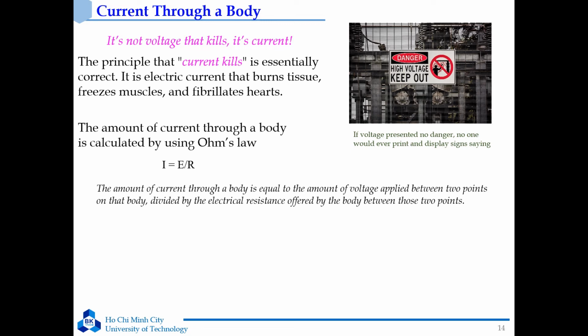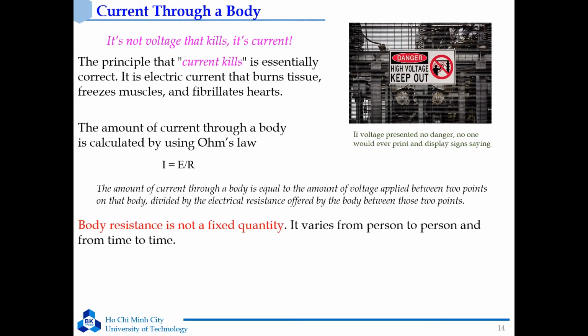The amount of current through the body is calculated by using Ohm's law: I equals E divided by R, where R is the body resistance. You can see in this equation, higher voltage, higher current. The body resistance is not a fixed quantity. It varies from person to person and from time to time.